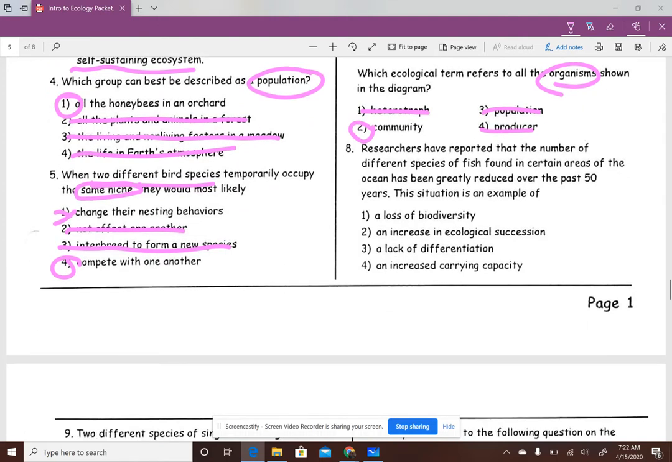Number 8, researchers have reported that the number of different species of fish found in a certain area of the ocean has been greatly reduced. So we're reducing the amount of different types of fish. So if you're reducing the amounts of different types of fish, you're obviously losing biodiversity. Now, number 3 makes no sense because differentiation is the specialization of cells. Carrying capacity we haven't spoken about just yet. And 2, ecological succession, again, doesn't have to deal with the amount of organisms here.